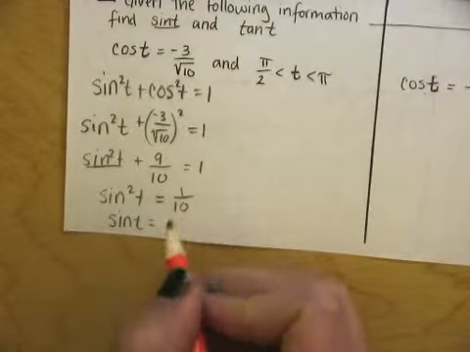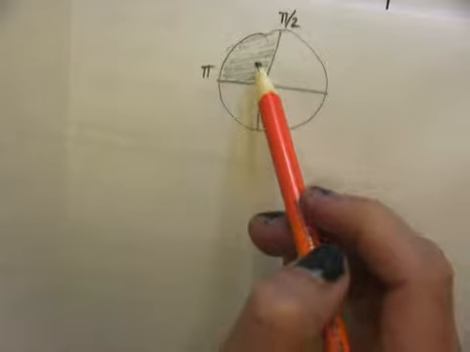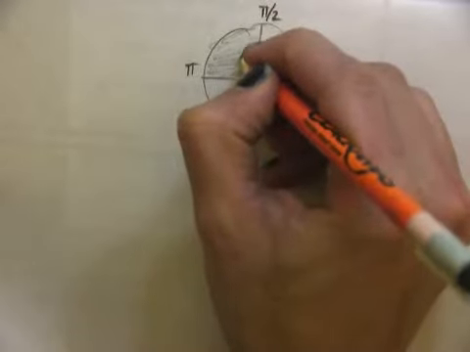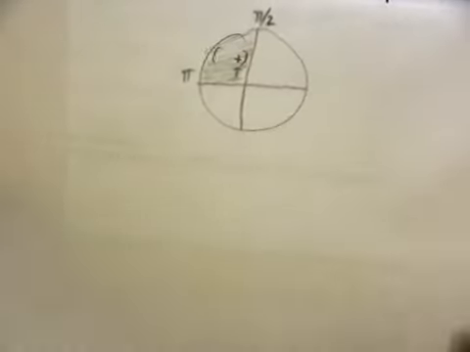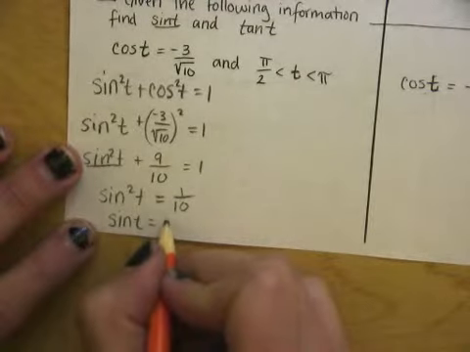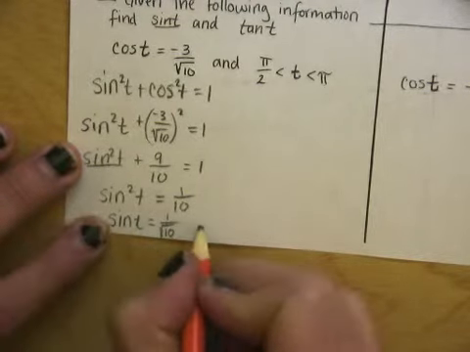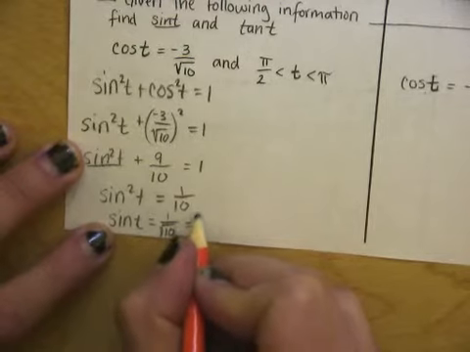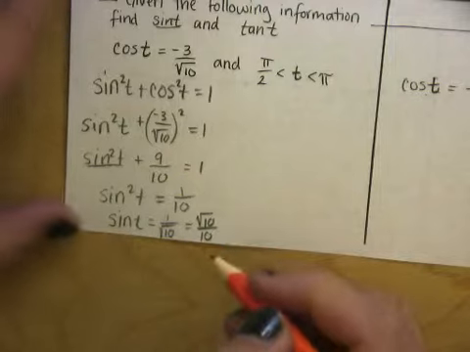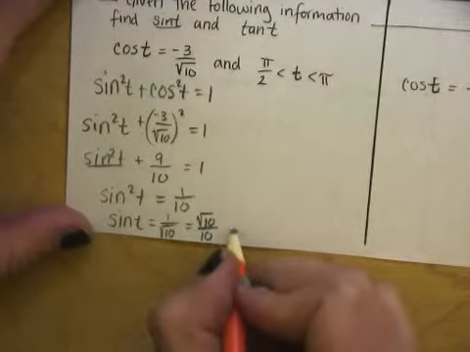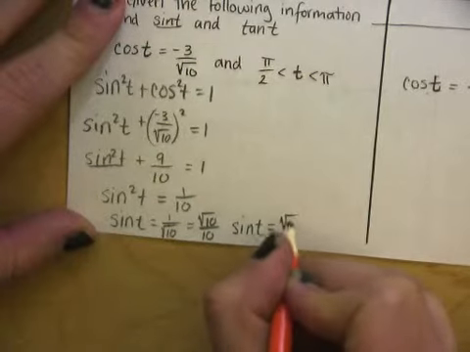Now technically it would equal plus and minus, but because we just talked about how t ends in quadrant 2, you know sine has to be positive in quadrant 2. So therefore you know that it has to be positive. In this case we'd get square root of 1 is 1, square root of 10 is square root of 10. And if we rationalize it here, we get square root of 10 over 10. Not really good practice to have two equal signs, but here we'll rewrite this. So we know that sine of t equals root 10 over 10.